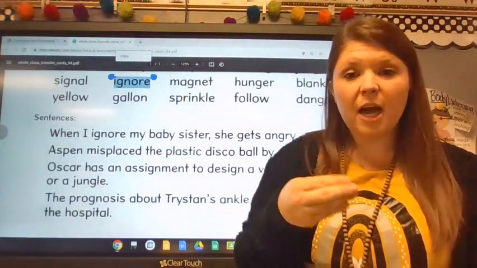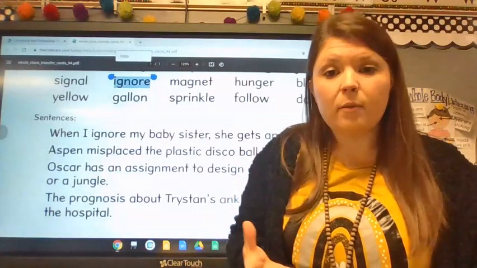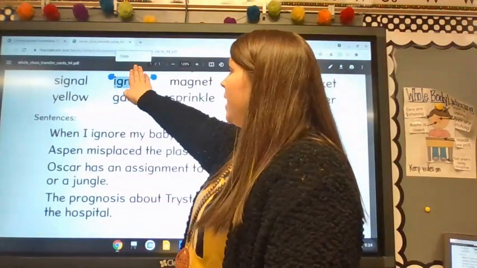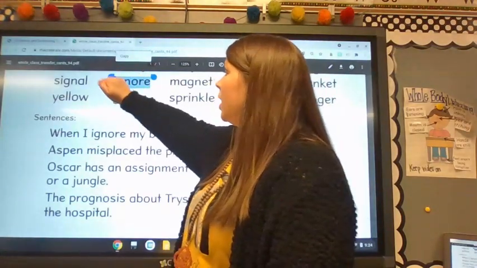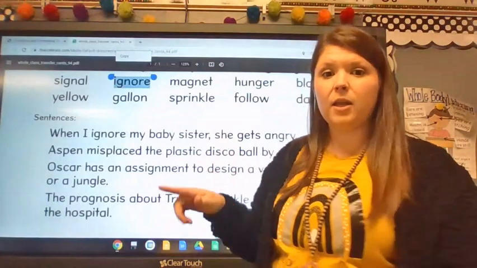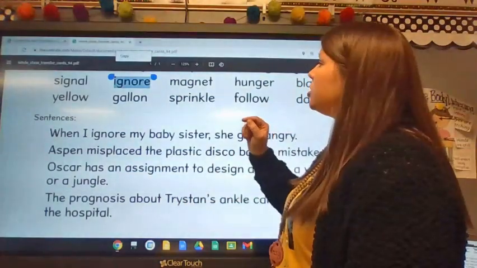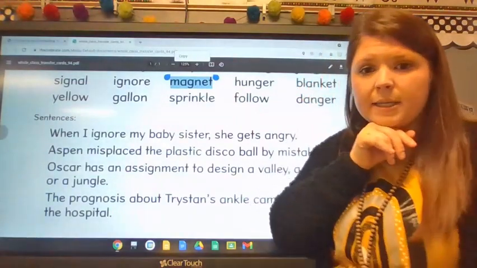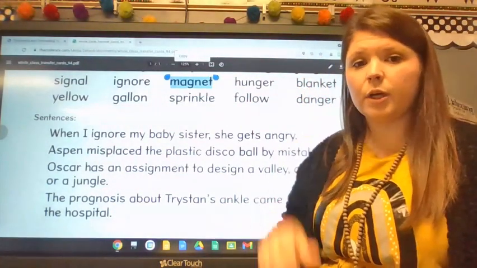So when we have the digraph G and N in the middle of a multisyllabic word, we know they're going to split. Then we have ignore, ignore. See how they both had a sound, ig and then nor. All right, now I want you to do this word. Tell me what the two syllables are, and then we're going to read the word.